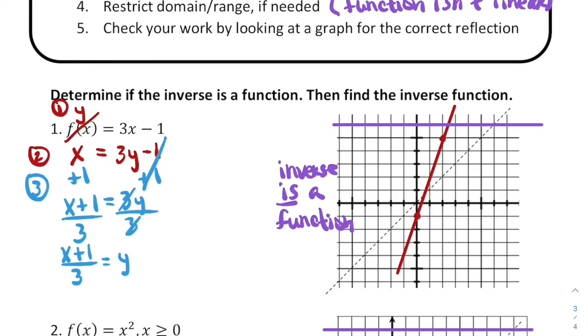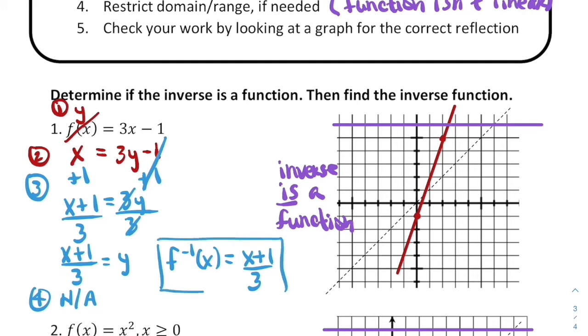Number 4, restricting the domain and range. Well, we do have a linear function, so number 4 is not applicable. All right, we can take that function and go ahead and rewrite it in function notation if we want to, that inverse function. So we would say f inverse of x is equal to x plus 1 over 3. So now that we have our inverse, let's go ahead and plot that inverse.